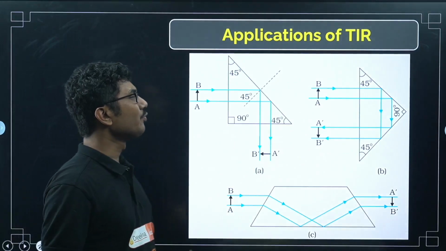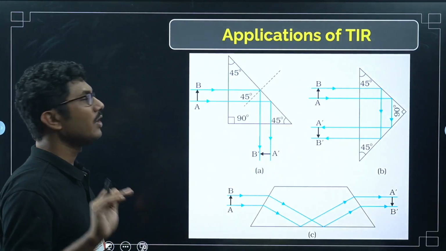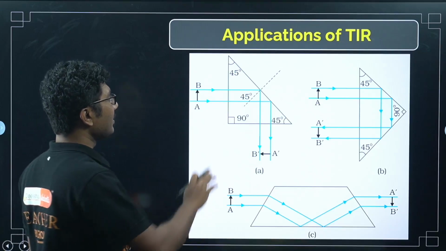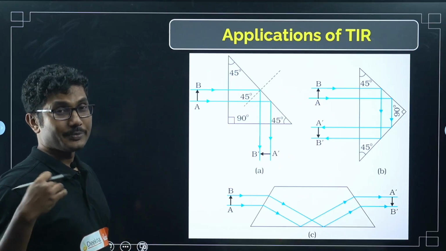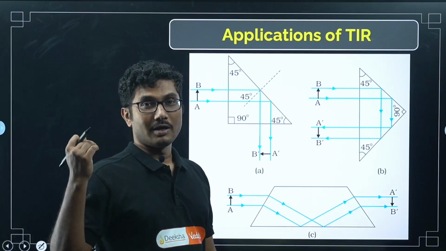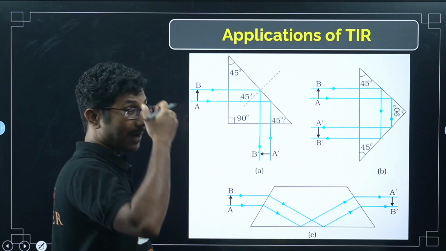Now let us look into a few applications of total internal reflection. So this is a prism, a right angle prism. A right angle prism is very useful, especially if you are traveling in a submarine or using some spying device.